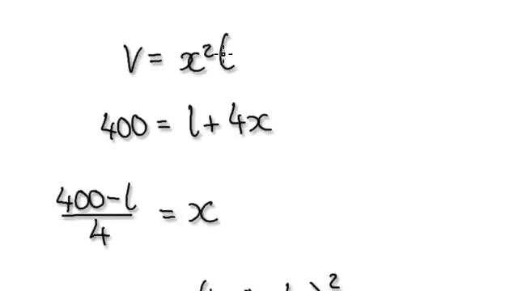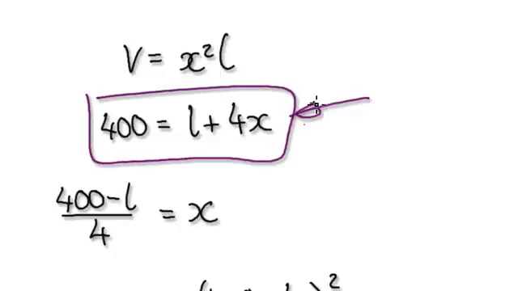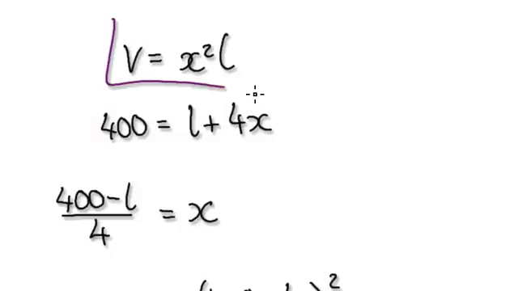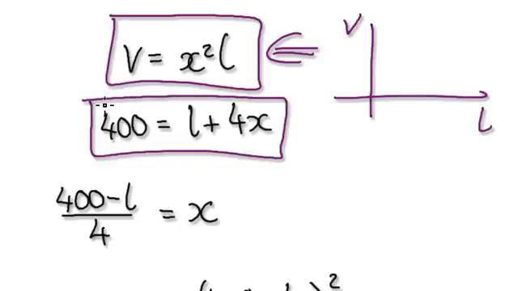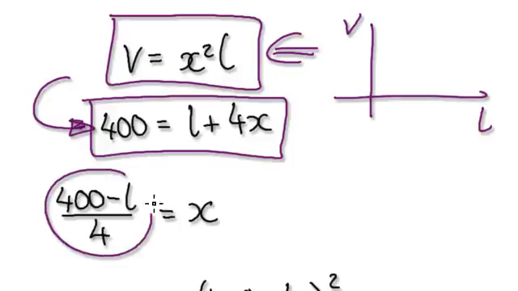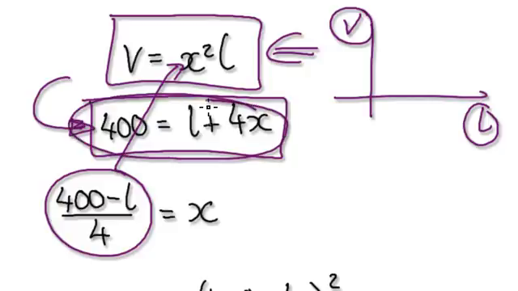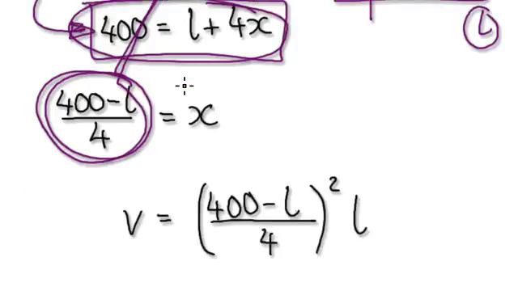So start out with this. The volume is still x squared times L. This is a condition placed upon us by the post office. So now we are trying to work with this here, because we want to draw a graph of V versus L. So rearrange this to make x a subject, and then put this into the x, because ultimately we want to produce a graph of V versus L. That will then take us to here.